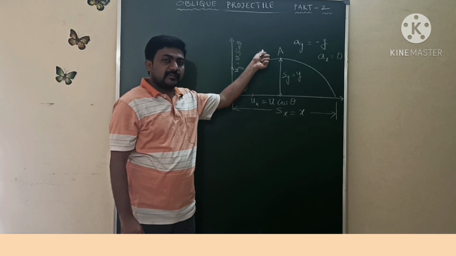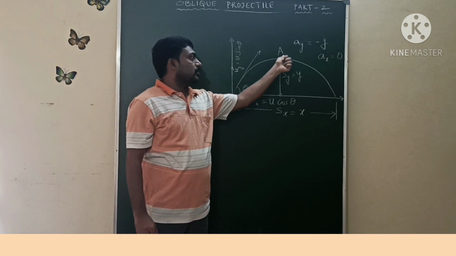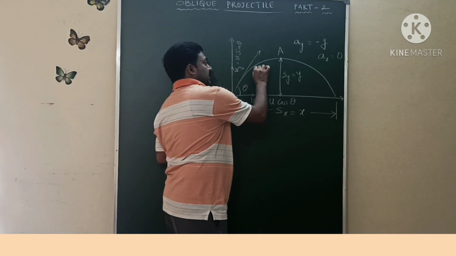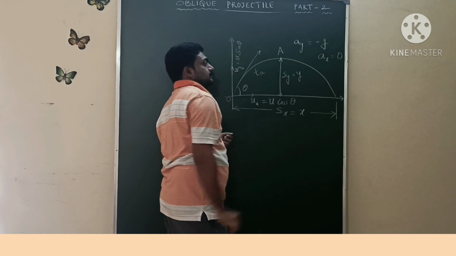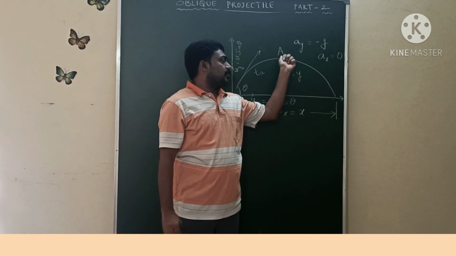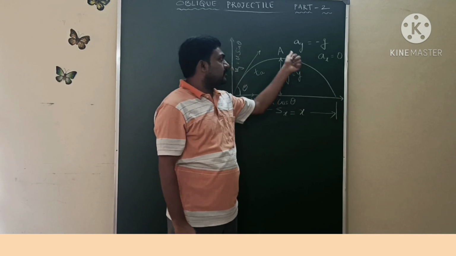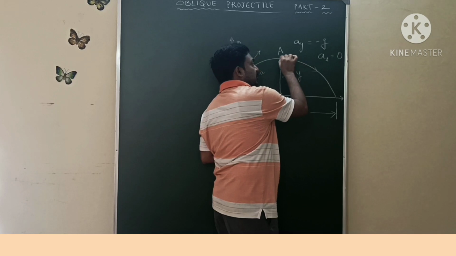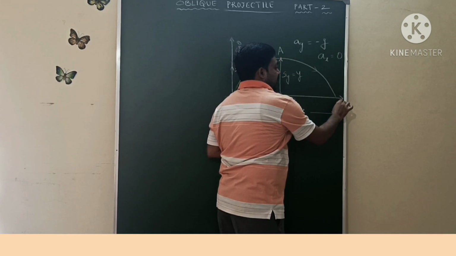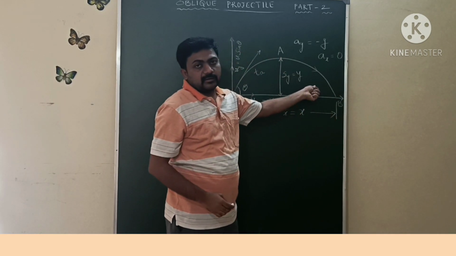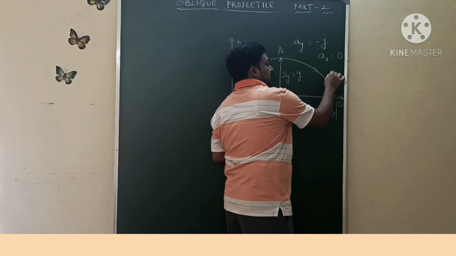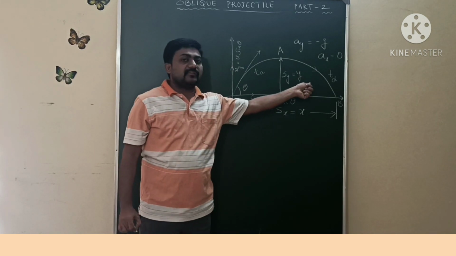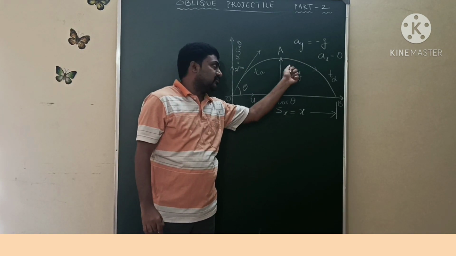Time taken by the projectile from starting point to maximum height is called time of ascent. So I will take the time of ascent symbol as TA. Again, the projectile reaches the ground from maximum height. So the time taken by the projectile from this point A to point B is called time of descent, represented by the symbol TD. Time of descent means time taken by the projectile from maximum height to ground.